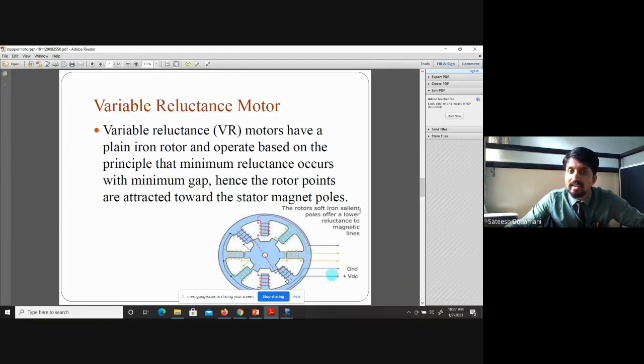So when this gets energized, this plain rotor, in this plain rotor there is no N S, there is no winding. That is what they have written, plain iron rotor or soft steel. So it will get attracted and start rotating, and due to what? Because of the minimum reluctance, or due to reluctance torque, it starts rotating. This is what a variable reluctance motor.